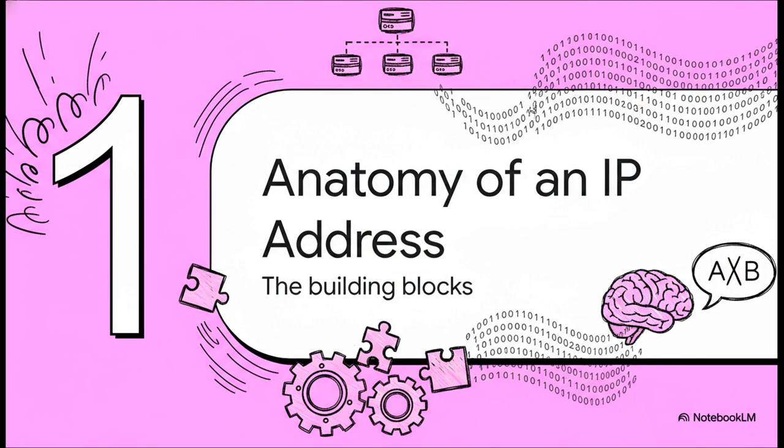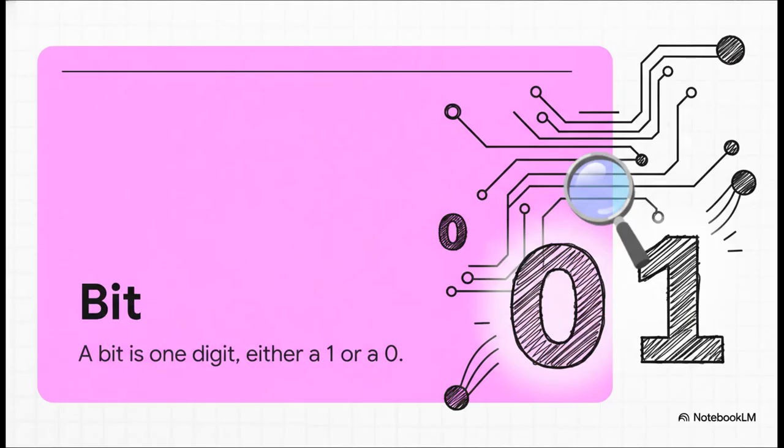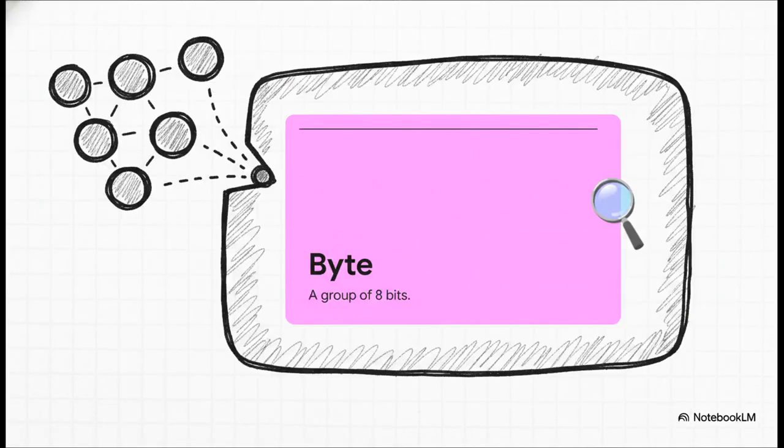To really get how this all works, we've got to start with the absolute basics, the fundamental language of computers. It all begins right here, with the humble bit. This is the smallest possible piece of data in computing. It's just a simple on or off switch, a 1 or a 0. That's it. Okay, so you take 8 of those little bits and you group them together. What do you get? You get a byte. Now we're talking. This is a much more useful chunk of information to work with.